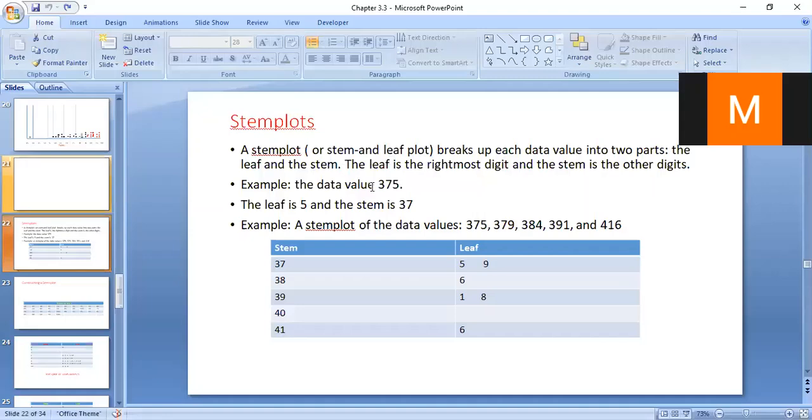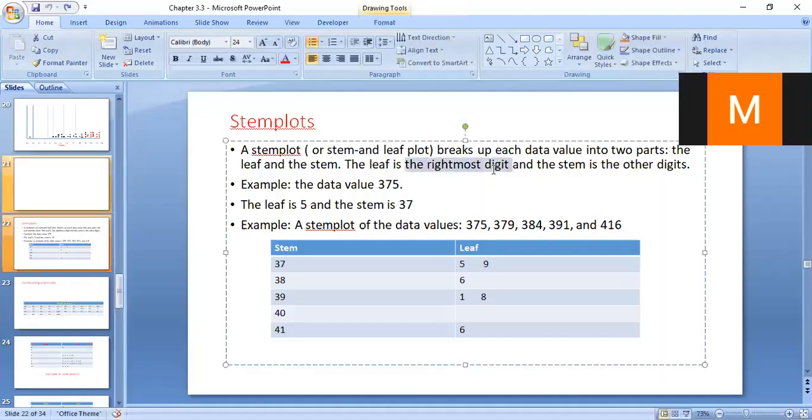For example, 375. The leaf is the rightmost digit. The leaf is the number 5, and the stem is 37. This is 375.